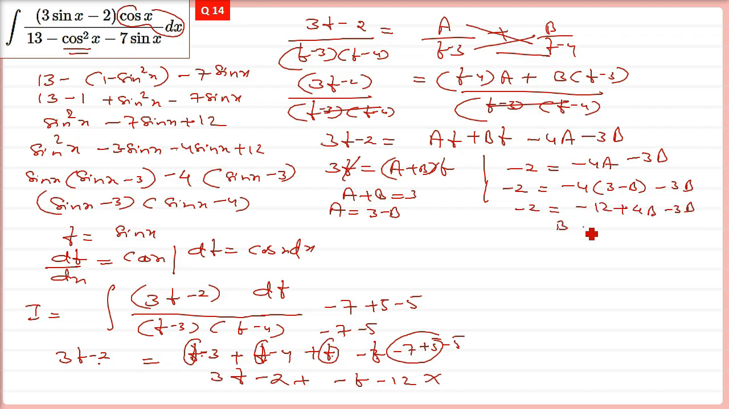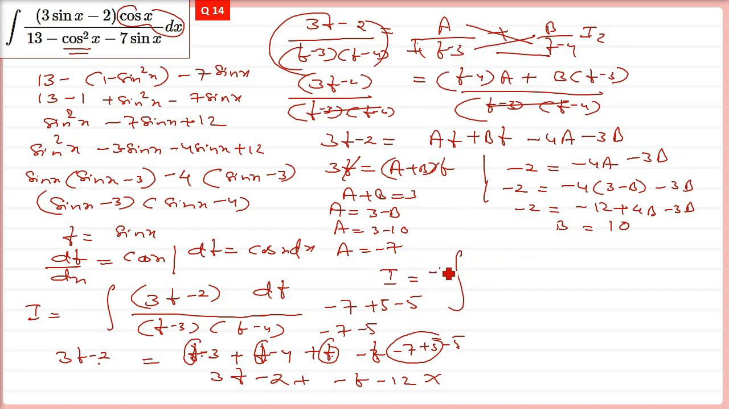So b will be equal to 10. A is equal to 3 minus 10, which is negative 7. A is negative 7, b is 10. Now this (3t minus 2) divided by (t minus 3)(t minus 4) can be directly written as a by t minus 3 plus b by t minus 4, that is negative 7 by t minus 3 plus 10 by t minus 4. So I'm separating them into two terms.